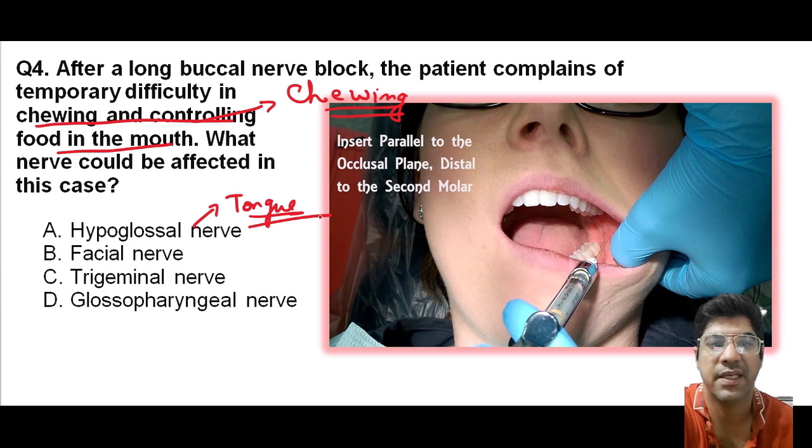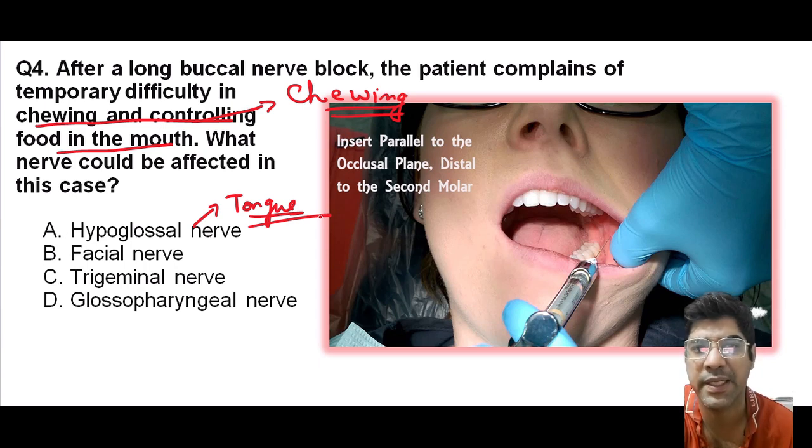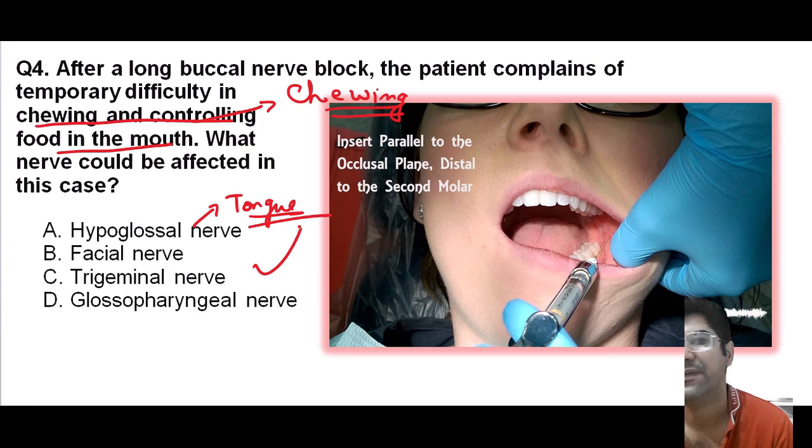The glossopharyngeal nerve is primarily responsible for swallowing and throat muscles. Anesthesia of the glossopharyngeal nerve might affect swallowing, but it is less likely to cause difficulty in chewing or controlling food in the mouth. So that is why your answer is the trigeminal nerve.